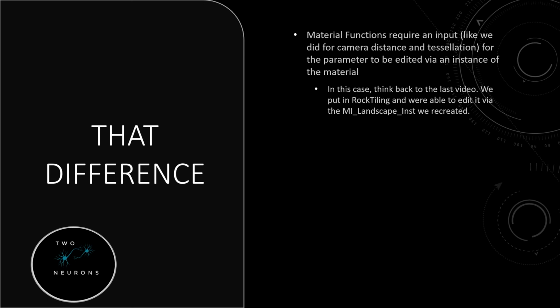In our last video, we did our rock tiling. We named it rock tiling instead of tiling. And we are able to edit it in the material instance landscape, but that's an input that we're using for that parameter. If we didn't name it rock tiling as an input function, and just created a rock tiling parameter in our layer, we might not be able to edit it or access it.